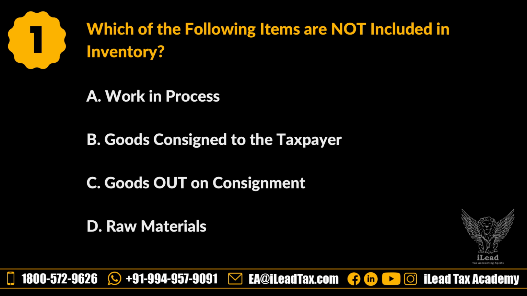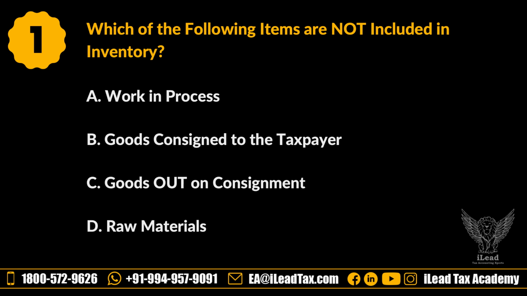So option A, work in process. Work in process refers to partially completed goods that are still undergoing production or manufacturing. So work in process is part of the production process. It is not yet a finished product ready for sale and it is considered inventory. And option C, goods out on consignment. Goods out on consignment are included in the taxpayer's inventory because they're still owned by the taxpayer and have been sent to another party for potential sale. So the taxpayer retains ownership until the goods are actually sold to a third party by the consignee.